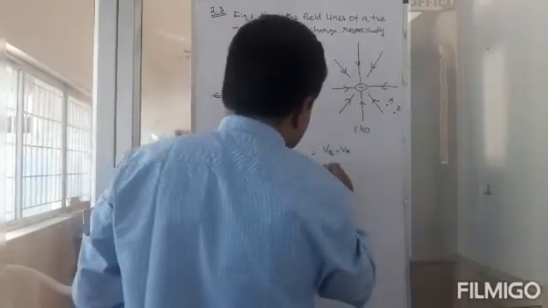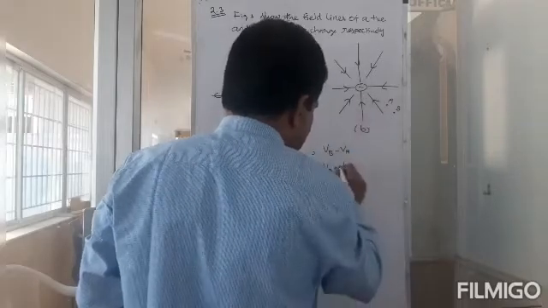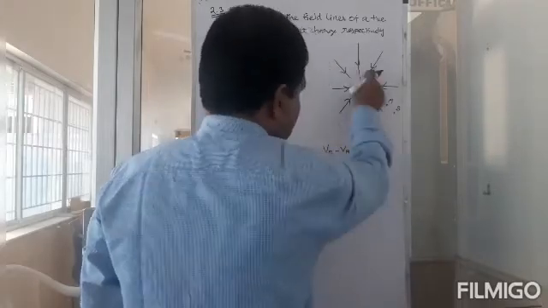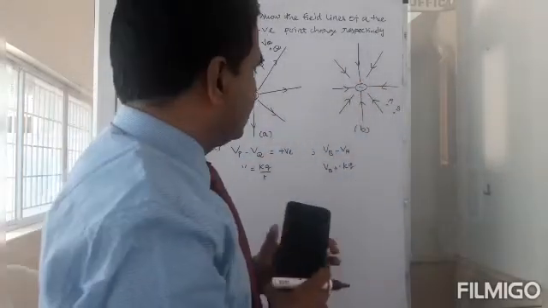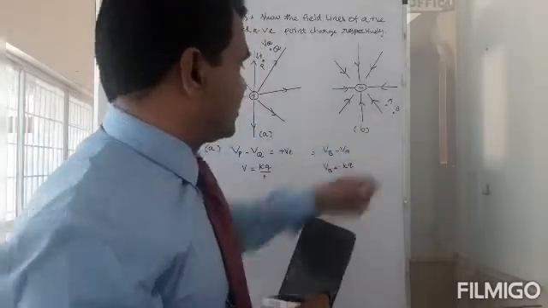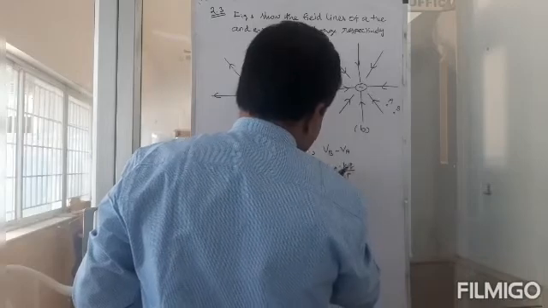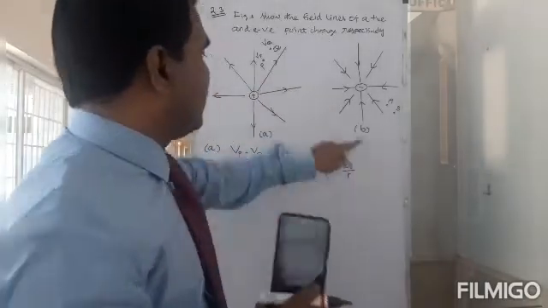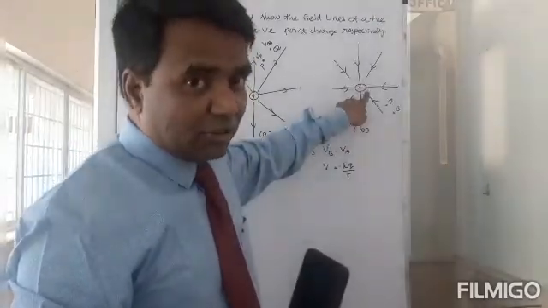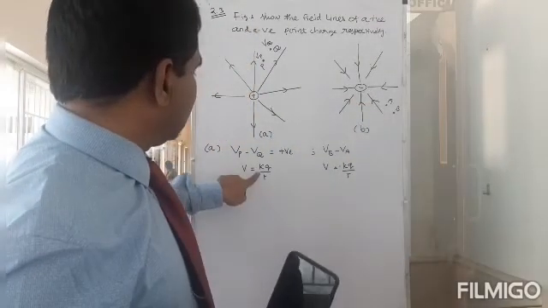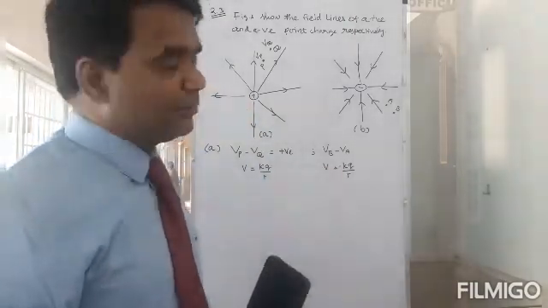Why? Because what is VB? VB is equal to K into Q. In this case, Q is minus Q, because you have a negative charge there. So you will have a negative potential, minus KQ by R. That's the V as far as this is concerned. You take any point, the potential at that point is given by minus KQ by R because you have a negative charge there. Here it is KQ by R because you have a positive charge here. So this is minus KQ by R.